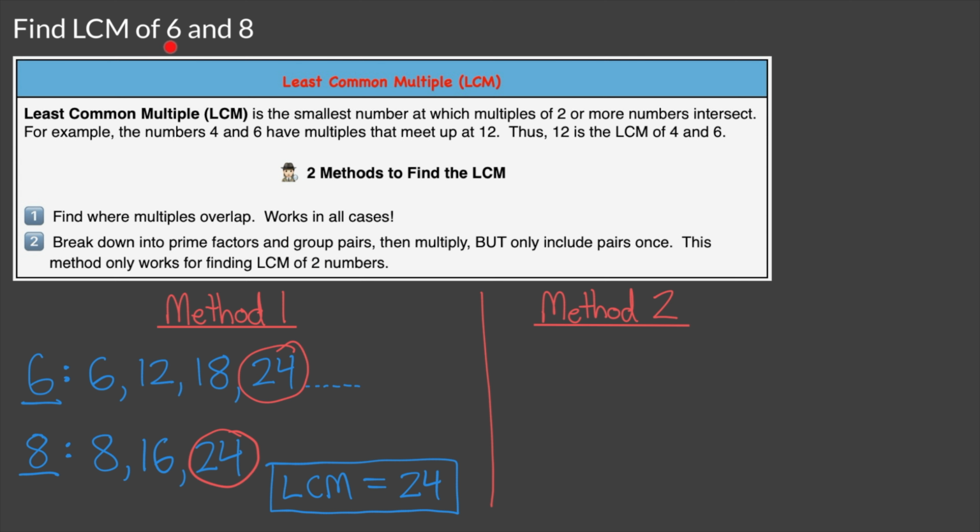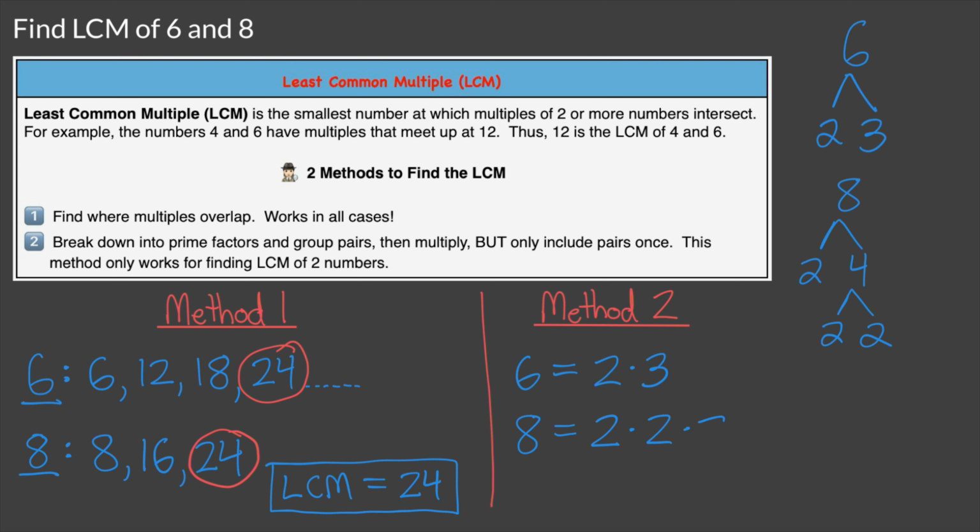So let's look at this example, 6 and 8. The first thing we're going to do is find the prime factors of each of those two numbers. So let's do this on the side by making a factor tree. 6 is 2 times 3. So we'll write here 6 equals 2 times 3. Next we'll do 8. 8 is 2 times 4. And 4 breaks down to 2 times 2. So 8 equals 2 times 2 times 2.